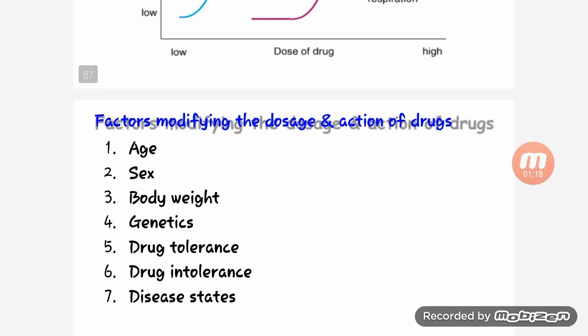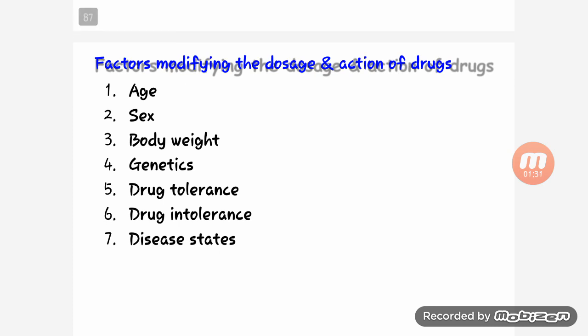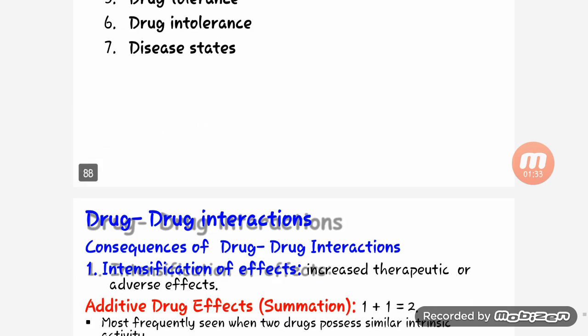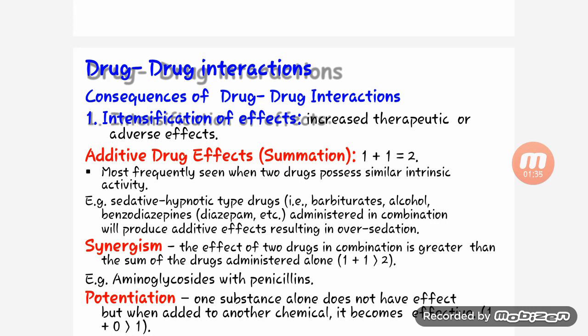Then factors modifying the dose and action of the drug. So first is age, second is sex, third is body weight, fourth is genetics, fifth is drug tolerance, sixth is drug intolerance, seventh is disease state. So now let's see drug interaction.